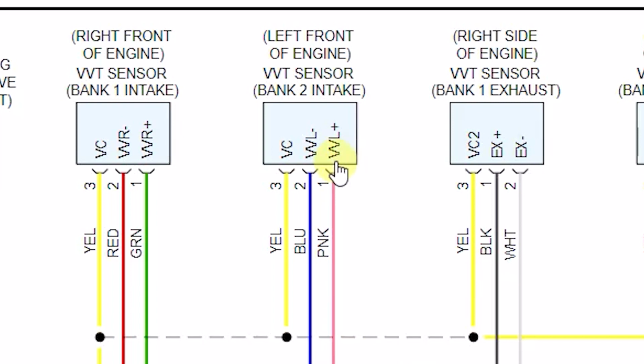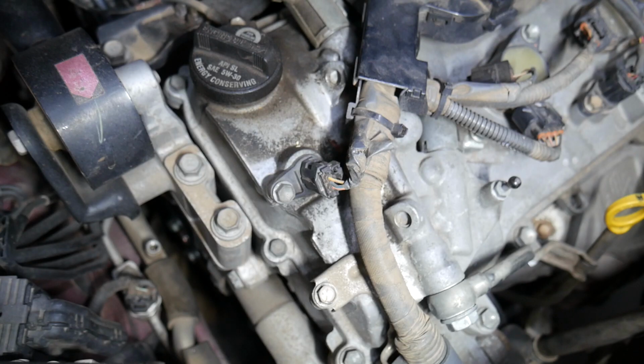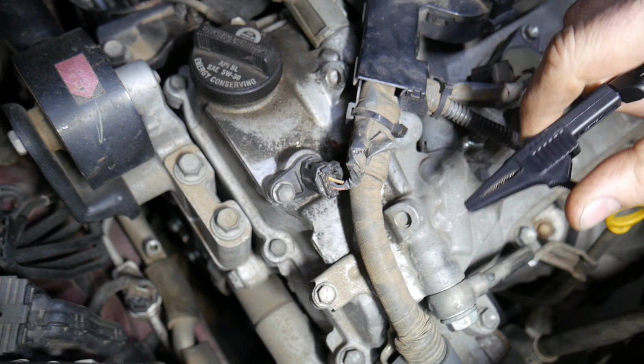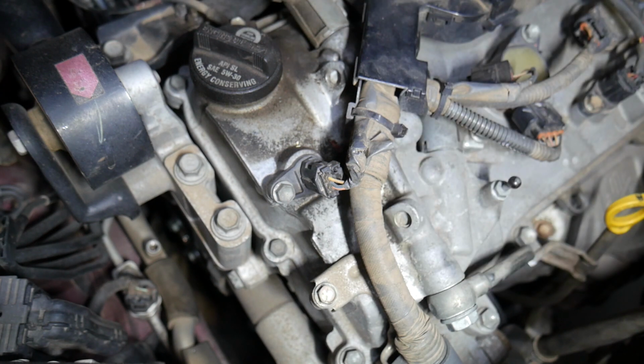I'm gonna just shoot for this, the VVL plus, which is our pink wire, and see what kind of signal we get. I might be wrong, and maybe this is a variable reluctance, a VR sensor, and not a Hall effect sensor, but I'm pretty sure it's a Hall effect sensor. So for this, I'm going to reference ground. I'm just gonna clip onto the valve cover somewhere here. There's a ground wire right up there.